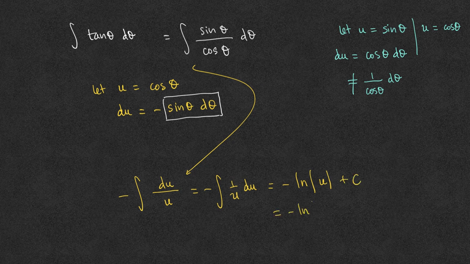But u is cosine of theta. We don't know whether cosine of theta is positive or negative, because it can be negative or positive, so we would need to use the absolute value around this.